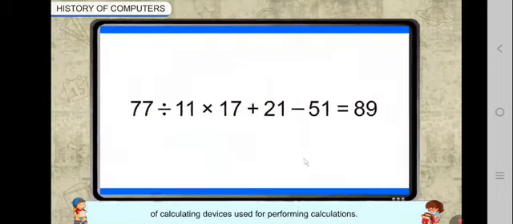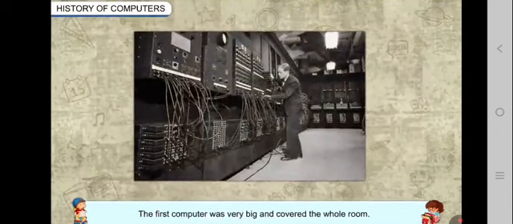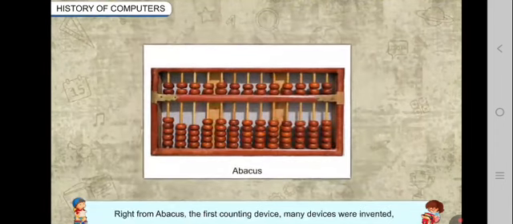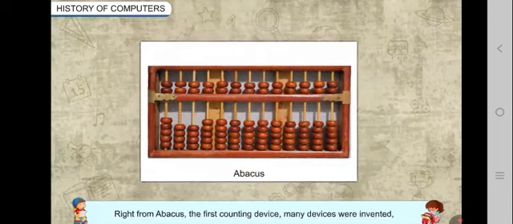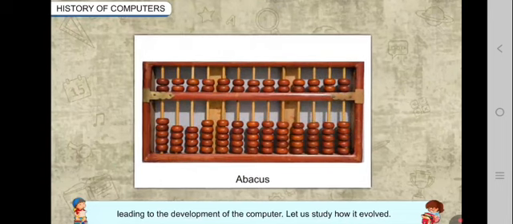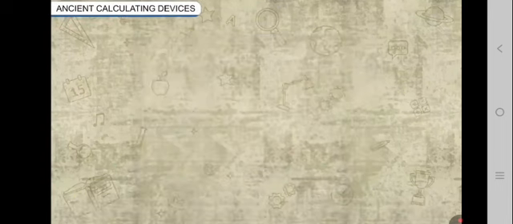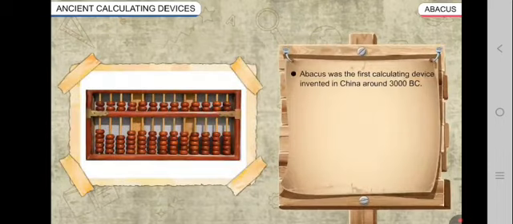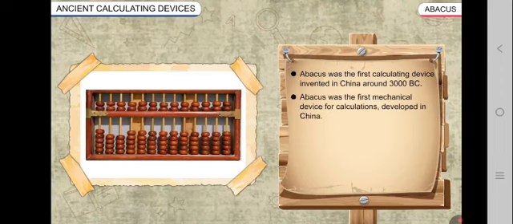History of computers. As you know, computers are very useful and fast machines. But in earlier times, there were different types of calculating devices used for performing calculations. The first computer was very big and covered the whole room. Right from the abacus, the first counting device, many devices were invented, leading to the development of the computer. Let us study how it evolved.